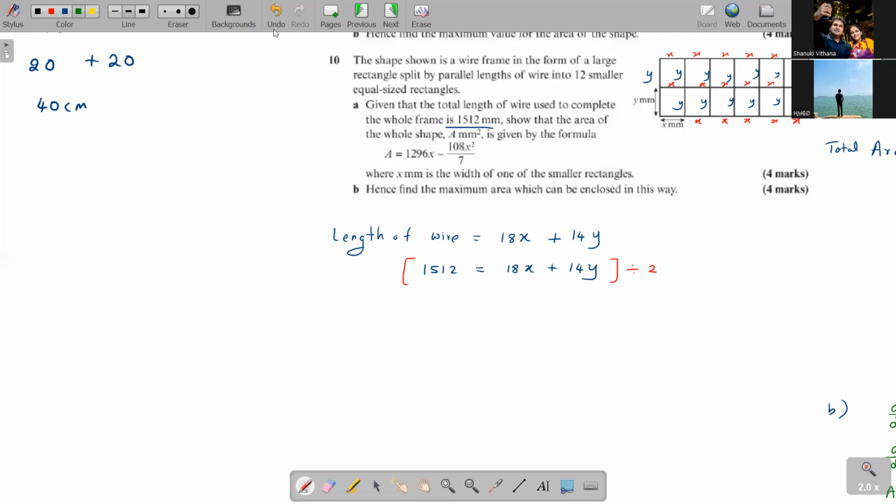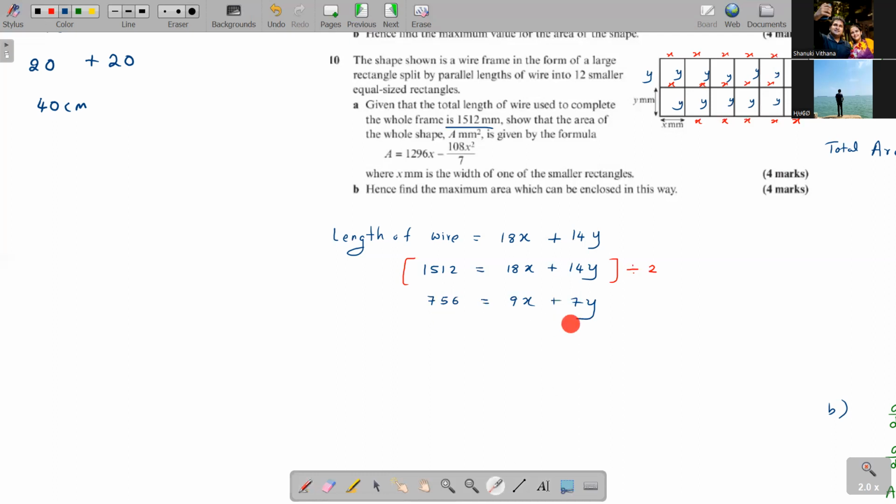1512 divided by 2. What do we get? 756, right? 18 divided by 2 is 9x. 14 divided by 2 is 7y. Do you agree with me?